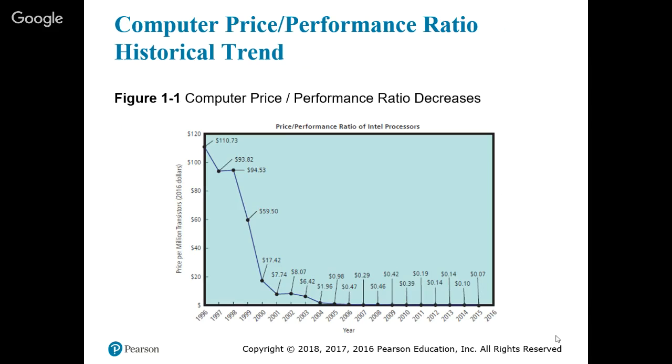Now look how much 1 million transistors cost in 2015: 7 cents. So you're going down from $110 in 1996 to 7 cents just about 20 years later. You can see how the price of technology is going down, and technology is becoming more and more efficient and more powerful.